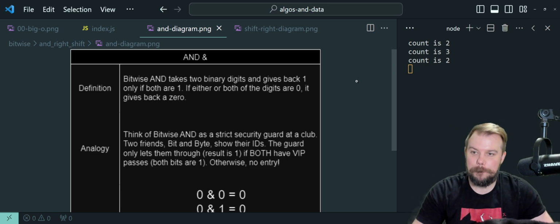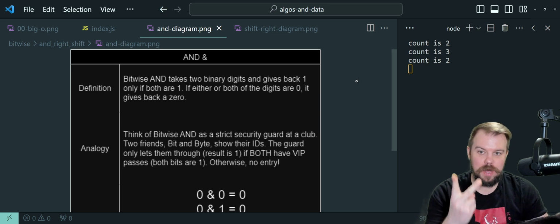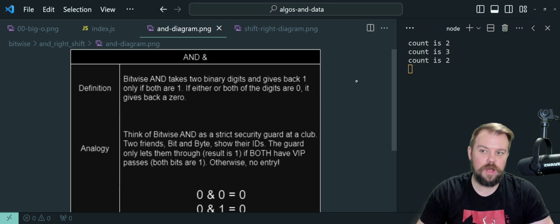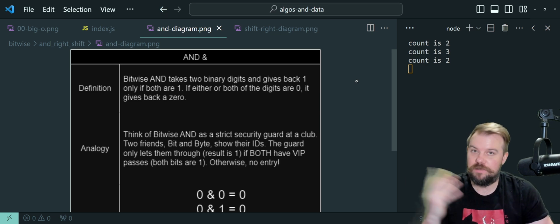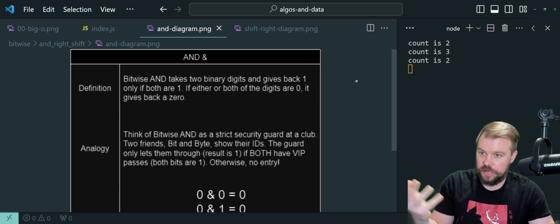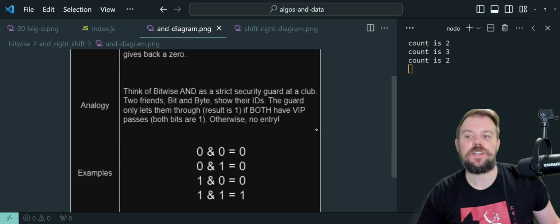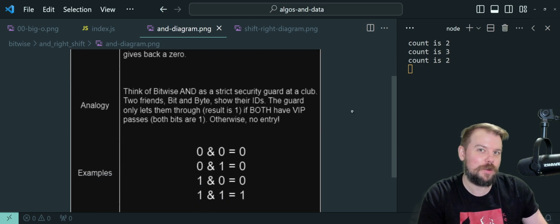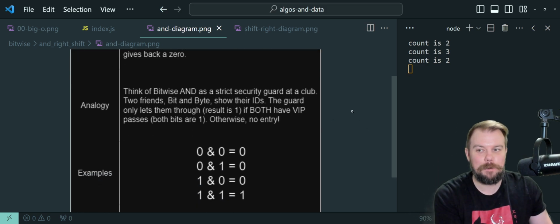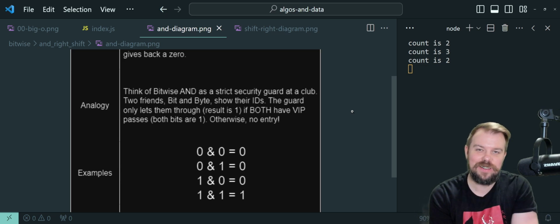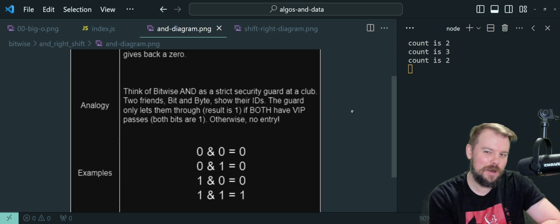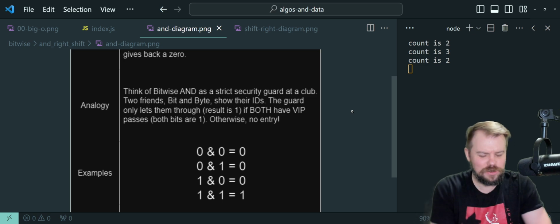Okay, so bitwise AND takes two binary digits and gives back a 1 only if both are 1. If either or both are 0, it gives back a 0. That's all it does. It's very, very straightforward. I like how I started with one of the most difficult ones, XOR, in a previous video, and now it's going to be downhill. So if you got the last video, this one will be no problem.